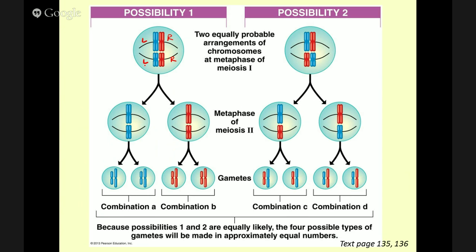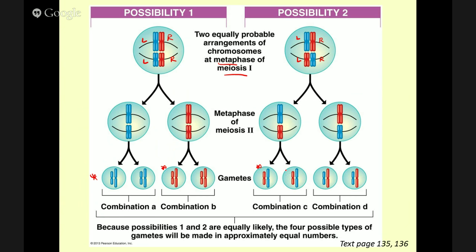They line up randomly. So you could have a blue on the left, a red on the left, a red on the right, a blue on the right, right? They can line up in any different way. And remember, you have 46 chromosomes. So that gives you a huge variety of the way that the chromosomes can line up during metaphase of meiosis 1. So depending on how they line up here, that's going to give you very different results of which chromosomes are going to be present in your gametes down here, right?